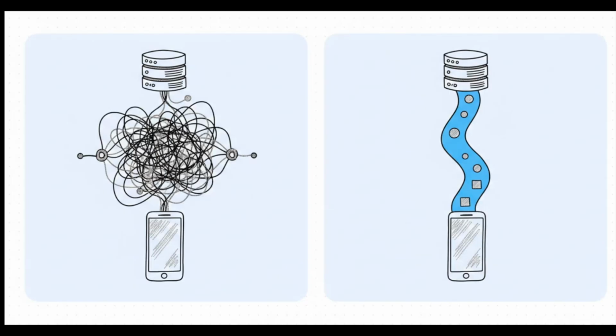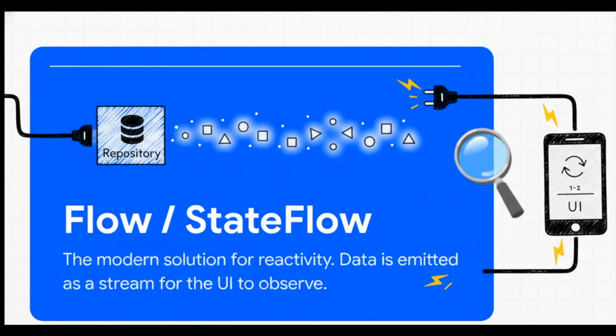In the past, getting data from some background process to your UI was a messy business. It was full of callbacks and complicated logic, what we're calling the old way. The modern reactive way, though, completely changes the game. Instead of you manually passing data all over the place, we treat it like a continuous stream that our UI can just watch. And the tool for that is Kotlin's Flow, specifically StateFlow when you're dealing with UI states.